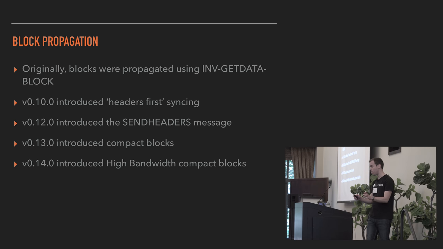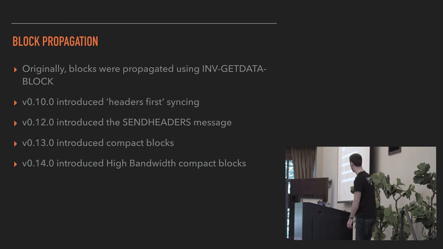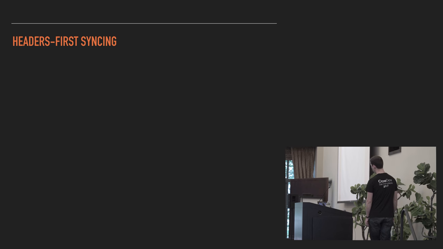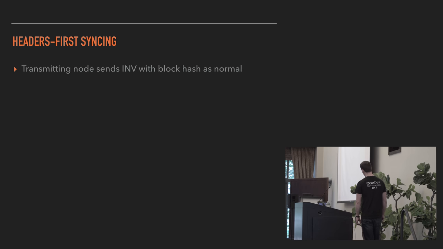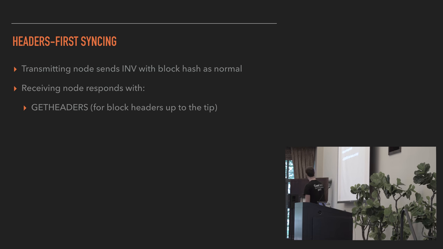That's a way of transmitting and propagating blocks really, really fast. Speed of light fast. So let's talk about some of those block propagation methods. Headers first is where the transmitting node sends an inv for the block hash, just like normal, but the receiving node sends a get headers in response and a get data. So it's saying, send me the headers and also send me the block.